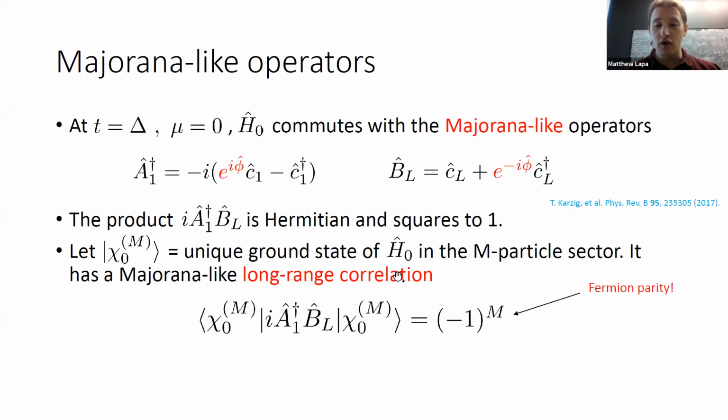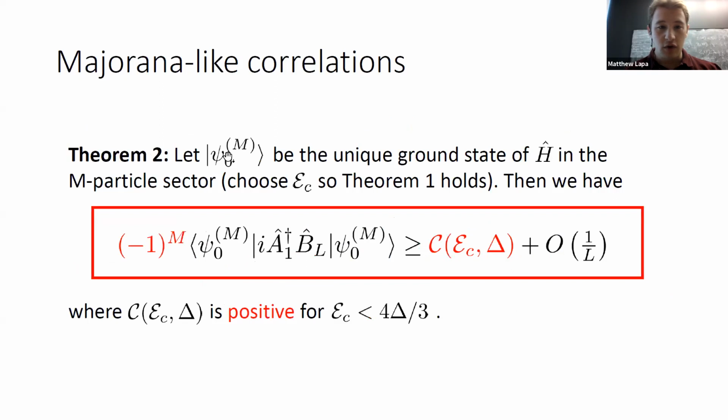If you consider this Hamiltonian without charging energy, and you look at its ground state in the M particle sector, then you have an identical long-range correlation as in the mean field case. So our next result has to do with showing that this correlation survives in the full model with charging energy. So here's the second theorem.